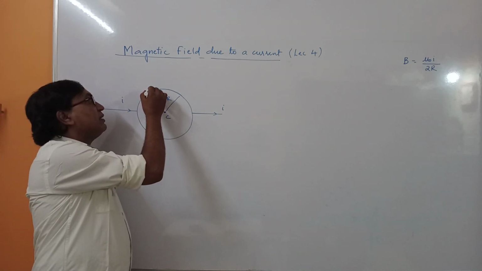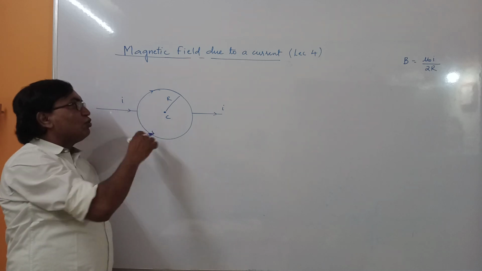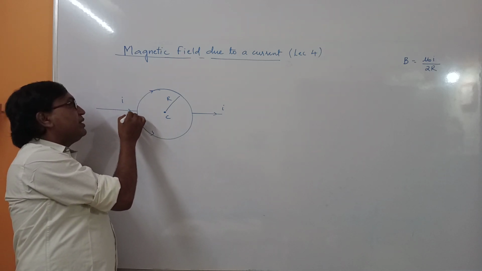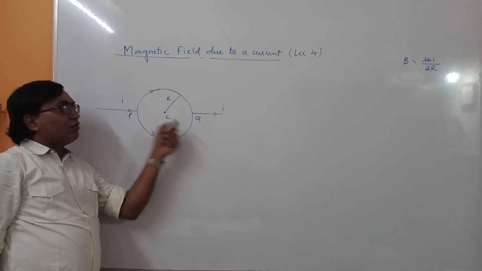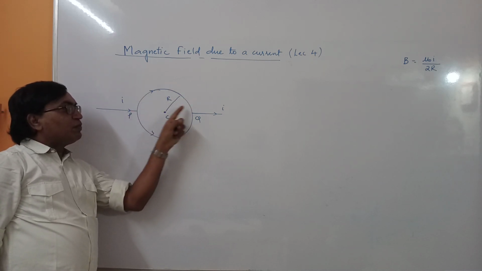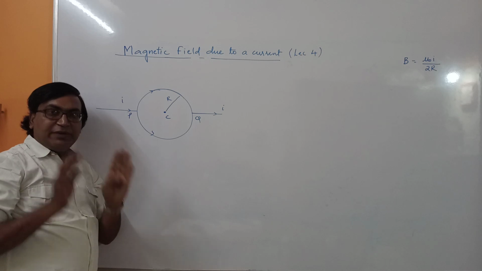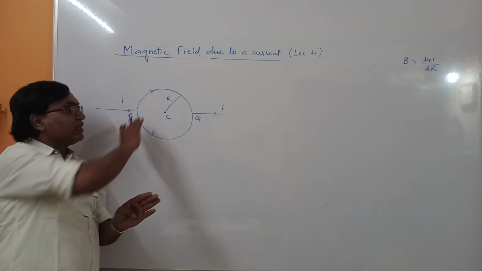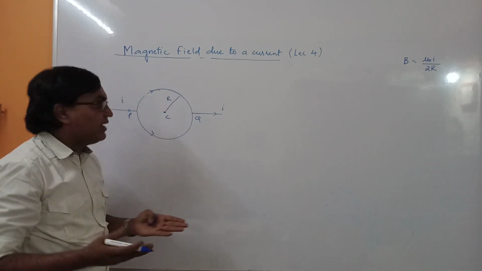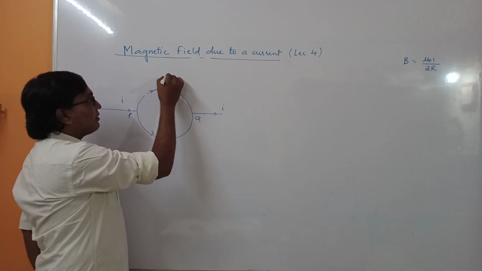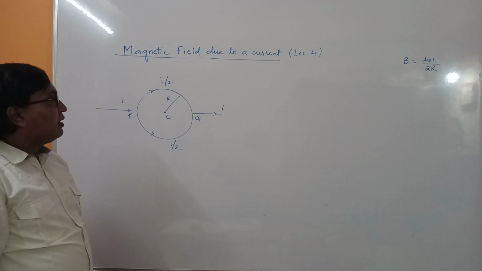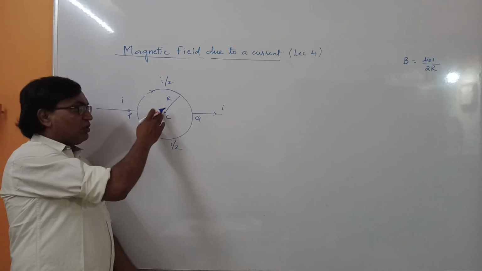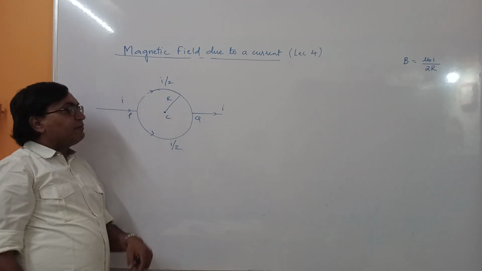On this side, it has two paths. Let us say this is P and this is Q. To go from P to Q, you have two paths. Both are equal, equivalent paths. The resistances are the same, with the same loop made up of the same wire. So here the current will be I by 2, and here also I by 2. The radius is the same, and you have to find the magnetic field at the center.